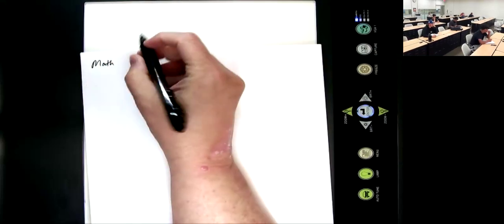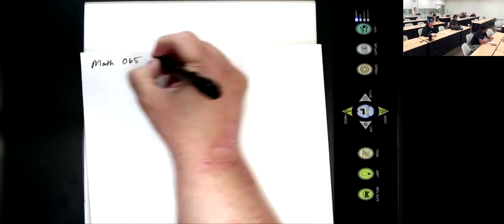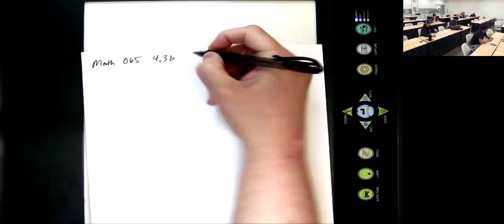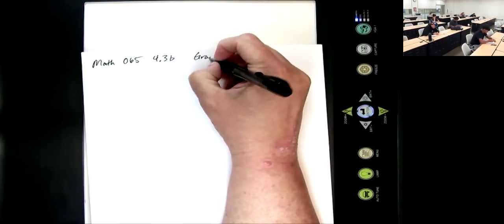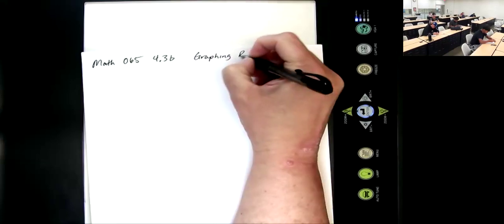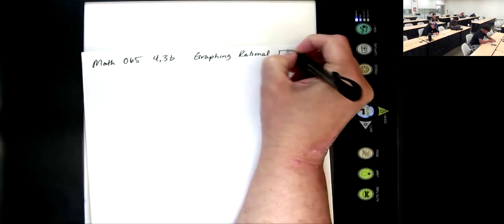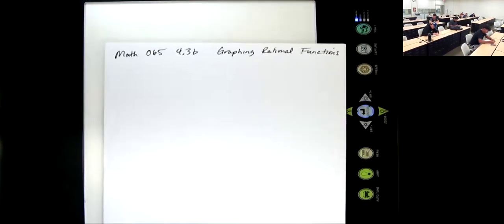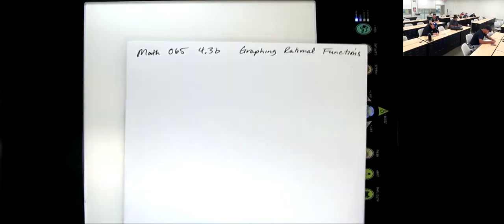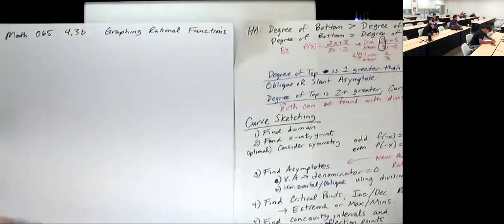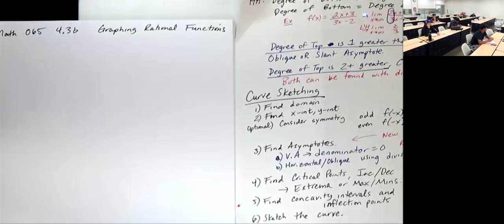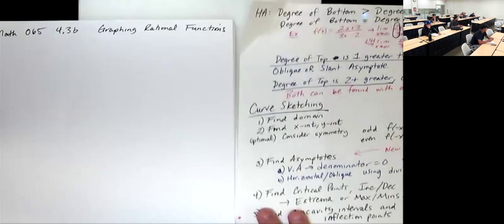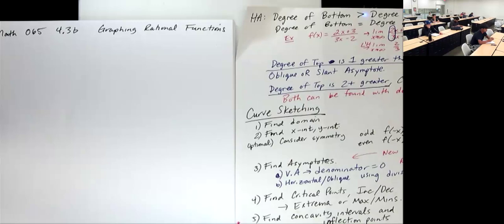It's an adventure. We were working on 4.3, I'll call this 4.3B. We were graphing rational functions. I'm not gonna rewrite the list, but this is the list we made when we were talking about what steps to take. We're gonna just do some more problems. You have it in your notes from last time.